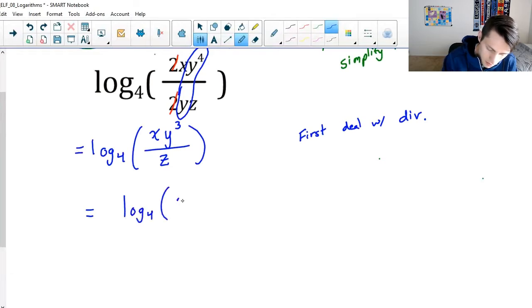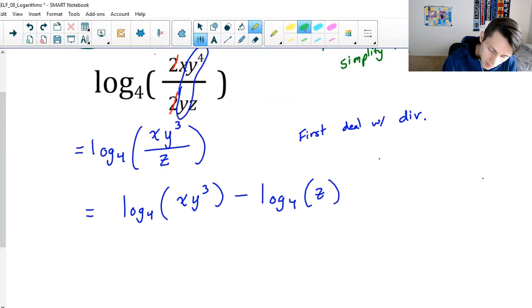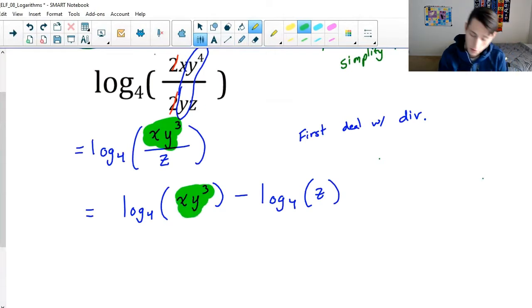All right, so first I'm going to split this up using subtraction. All right, so notice for this property, the numerator is what goes inside of the first logarithm, and the denominator is what goes inside the second logarithm after the minus sign. Okay, so it's very important that that is true. All right, we don't want to mix up the order because it'll screw us up.